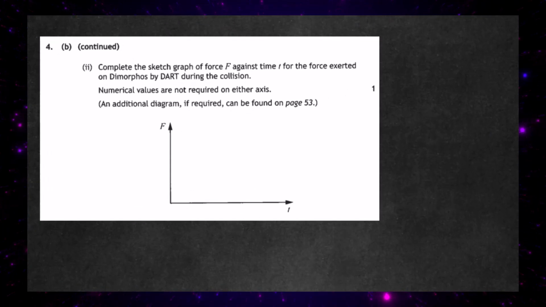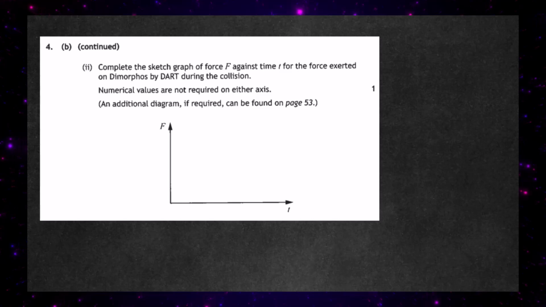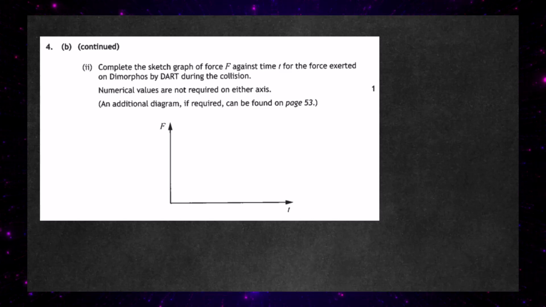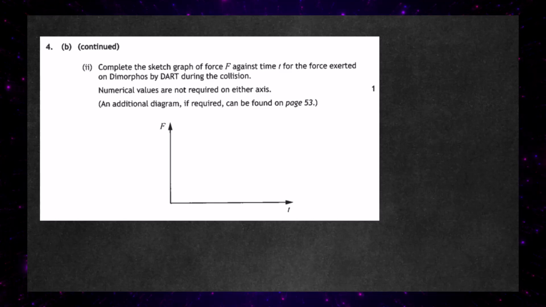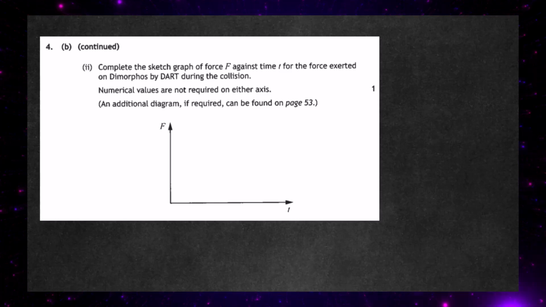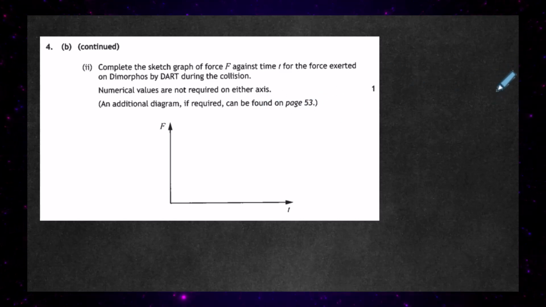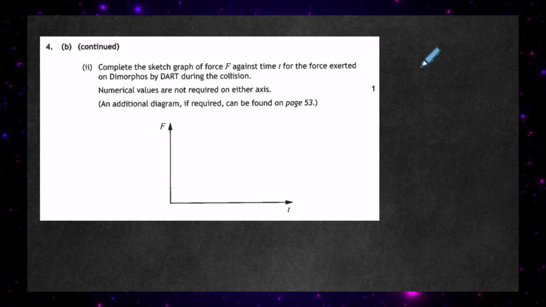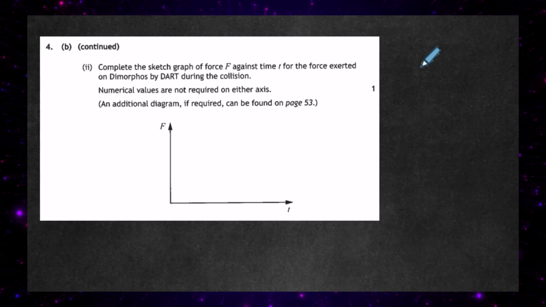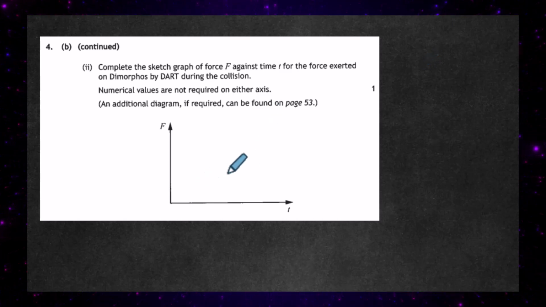Question 4b continued, part 2. Complete the sketch graph of force F against time T for the force exerted on Dimorphos by DART during the collision. Numerical values are not required for this axis, and of course it gives you instructions. You can find another graph later on. Now when something collides into something, the force is actually spread out, and the best way to describe it is this picture here.